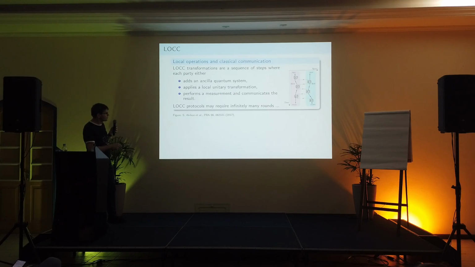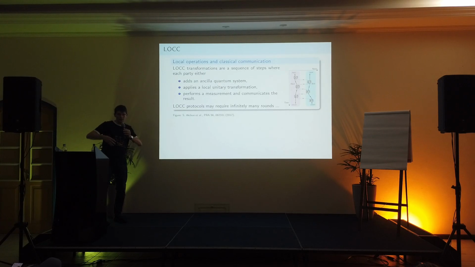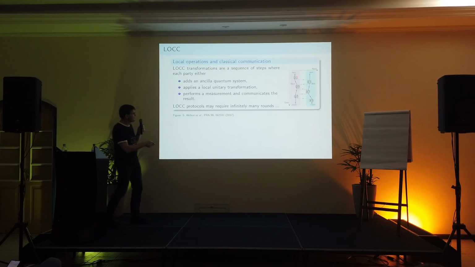You can view any of these LOCC transformations as a protocol consisting of a sequence of the following steps. Either one party adds an ancilla system, meaning extra qubits, or the party applies a local unitary transformation, maybe on the main qubit together with an ancilla qubit, but just on his or her part. The other thing allowed is that Alice or Bob may perform some measurement and then communicate the result. This is an iteration of these steps.